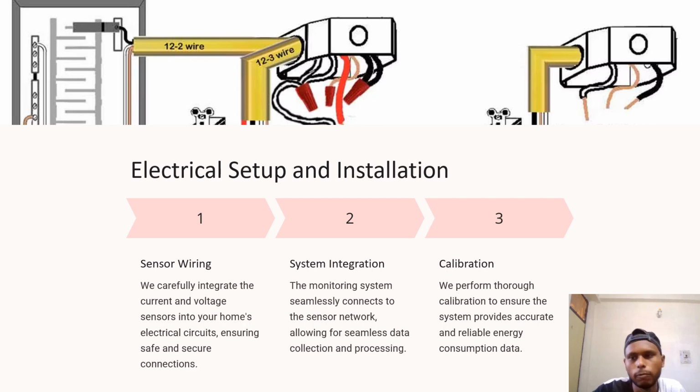Then if we have all those sensors, we will install those sensors in different parts of the circuits and different wires in our home, ensuring safe and secure connections. First we will do sensor wiring, then system integration, then calibration finally. We perform thorough calibration to ensure the system provides accurate and reliable energy consumption data.